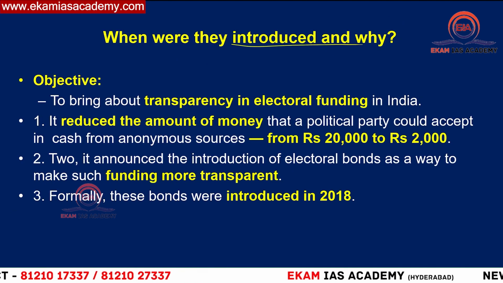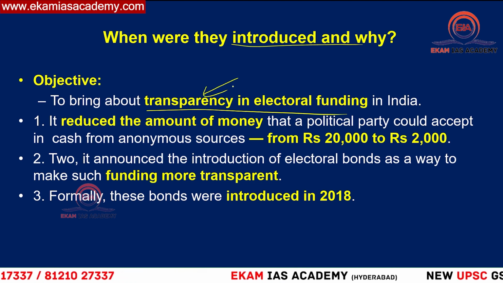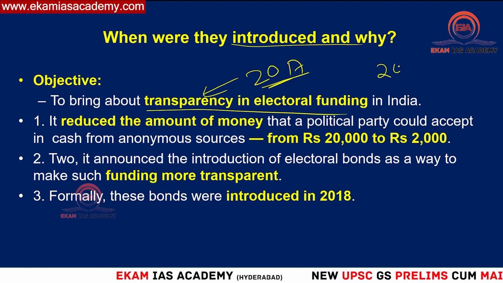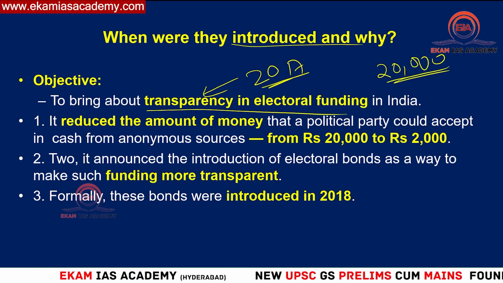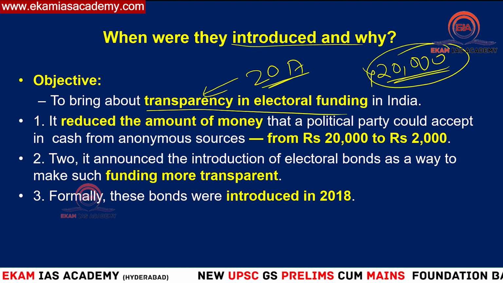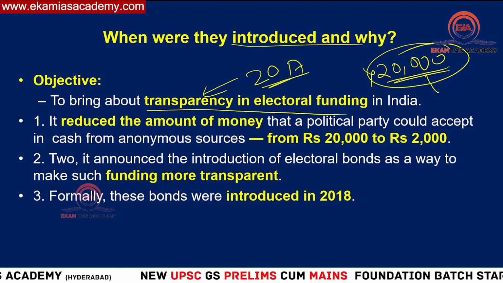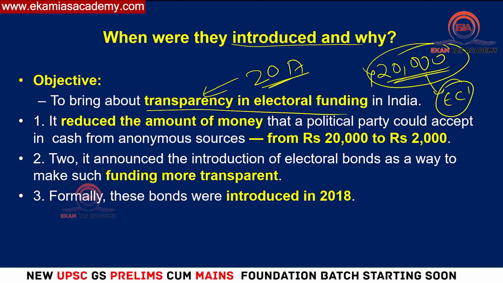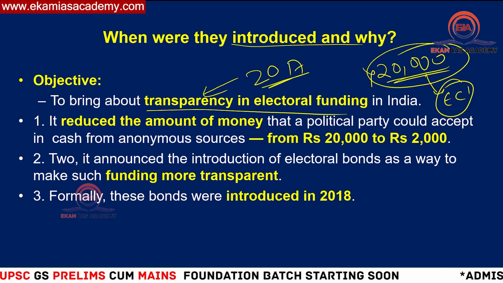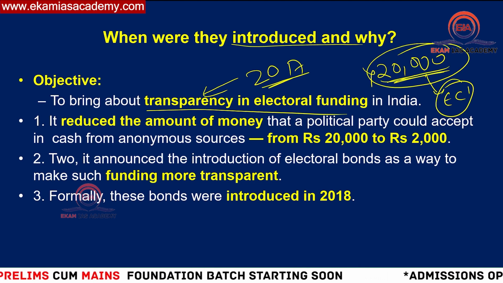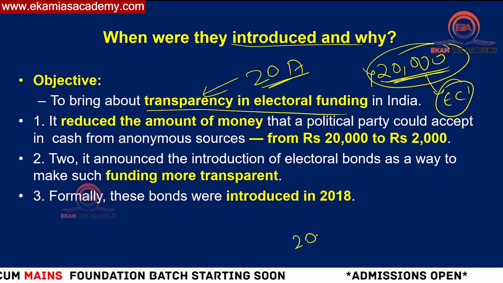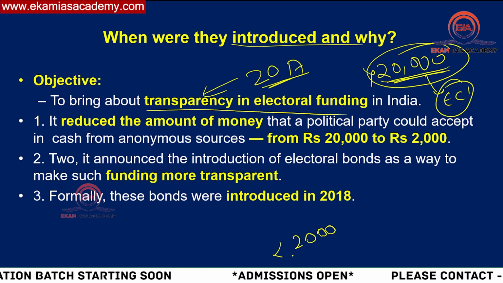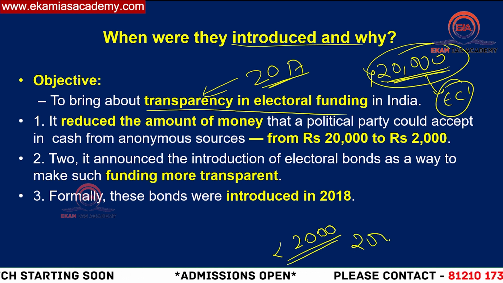So why were they introduced? The government stated clearly when it was introduced in 2017 that previously, if a political party received donations above 20,000, only those had to be disclosed to the Election Commission. Any amount less than 20,000 need not be disclosed, and that was only in the form of cash. So to increase transparency in political funding, the Government of India brought this electoral bond scheme, and they said any amount below 2,000 need not be disclosed, but above 2,000 it must be.